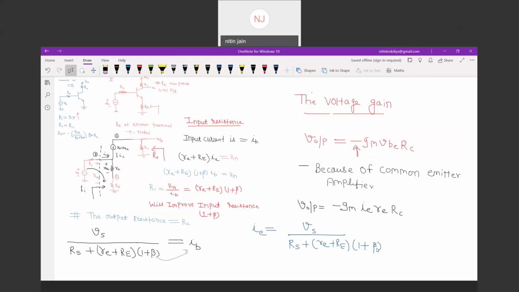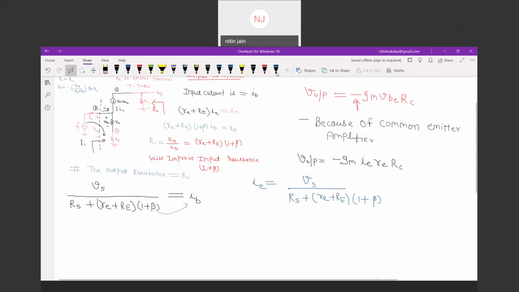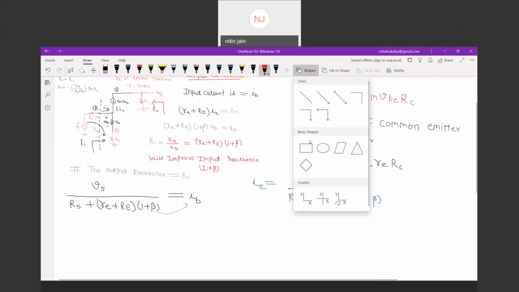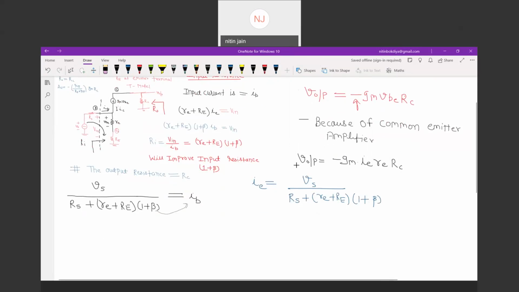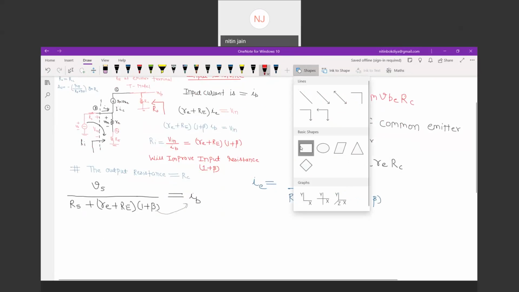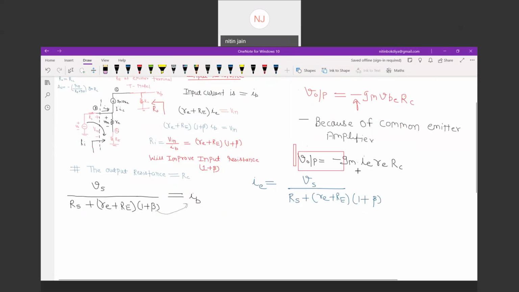Now, where will we put all this relationship? We will put this relationship into the V output equation. So this is a very important equation. Which one? Let me highlight this equation. This is a very important relationship.